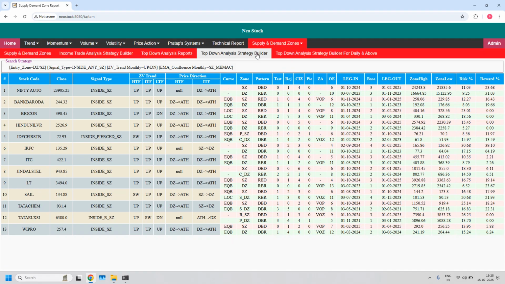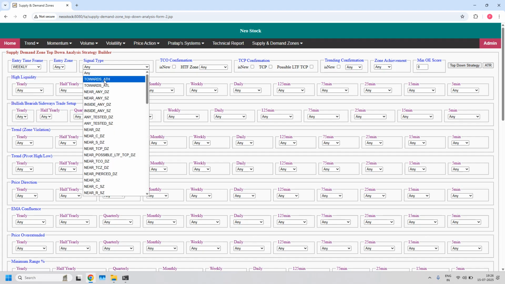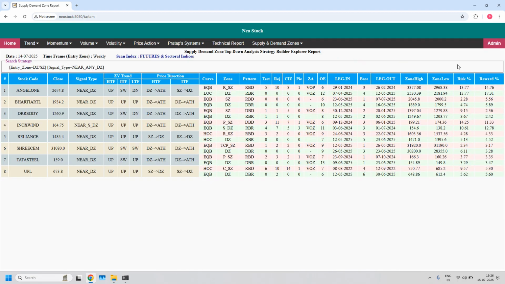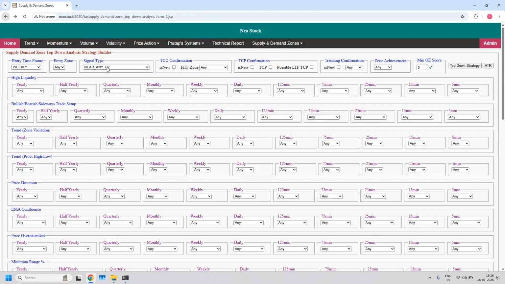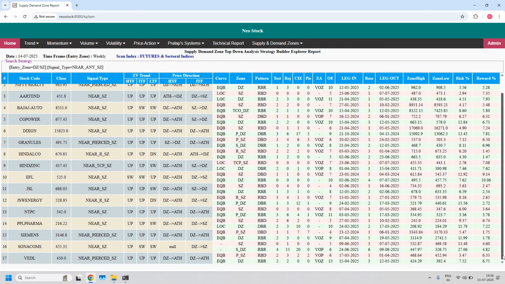Next time frame is weekly. Stocks near weekly demand zone, we got 8 stocks. Next, stocks near weekly supply zone. First 15 stocks in the list. Scrolling the list down. Total 17 stocks are filtered.